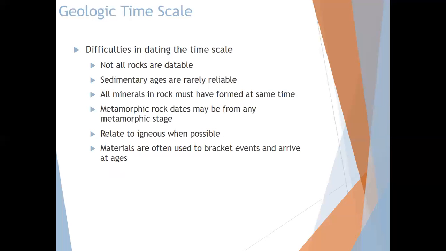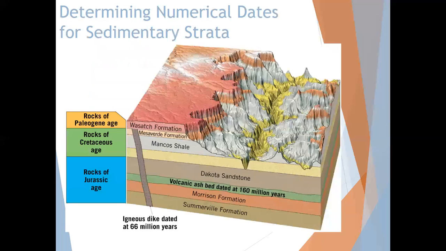In order to date a rock well, all of the minerals in it must have formed, solidified, at the same time. Metamorphic rocks are going to contain dates from their metamorphic stages, but also from the things inside of them. In general, igneous rocks are used for determining exact dates, but really rocks are going to be used to bracket events and to help us figure out the different ages. This is trying to apply numerical dates to the sedimentary strata, once again back at our Grand Canyon.